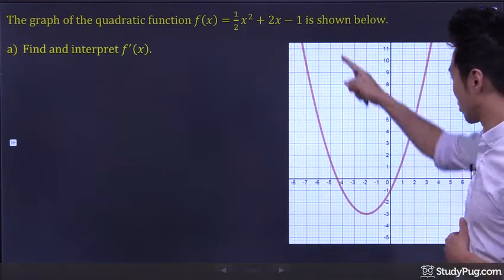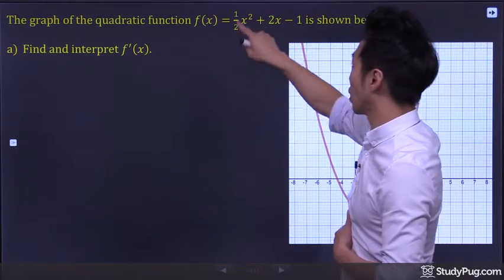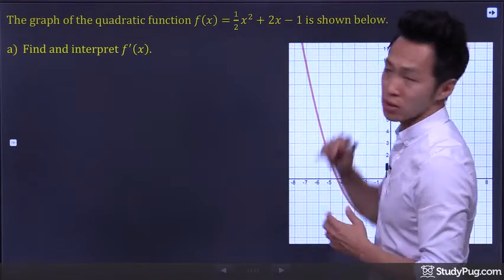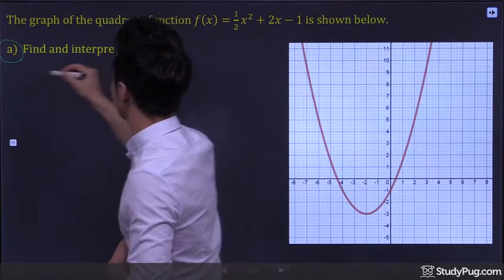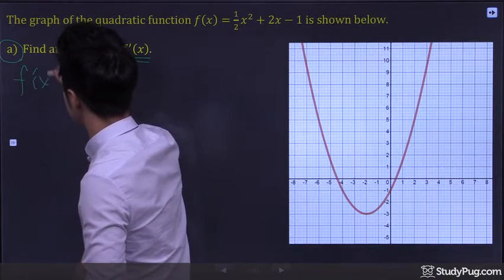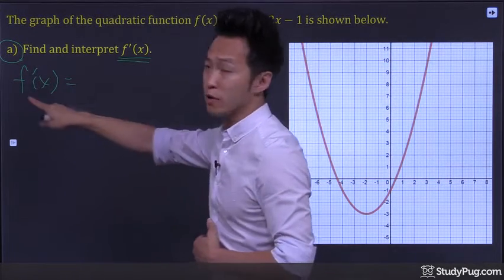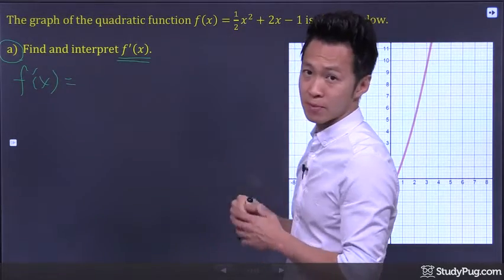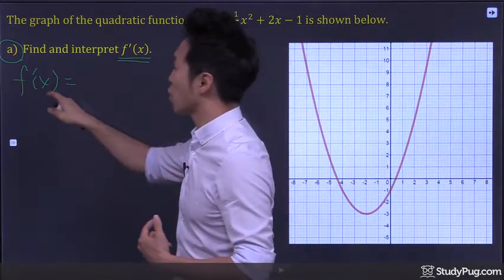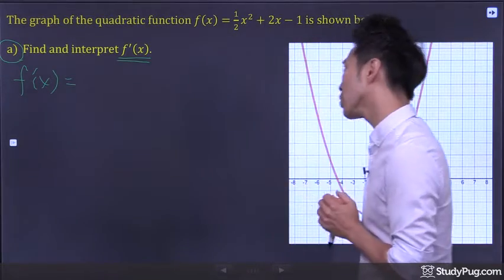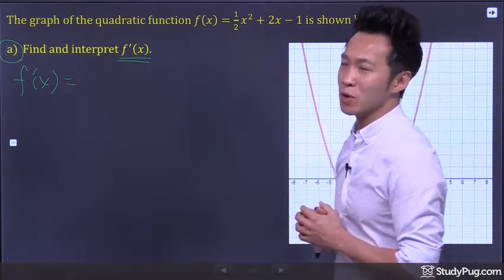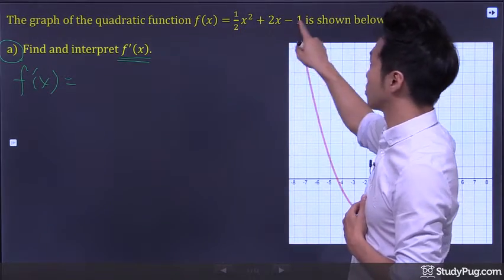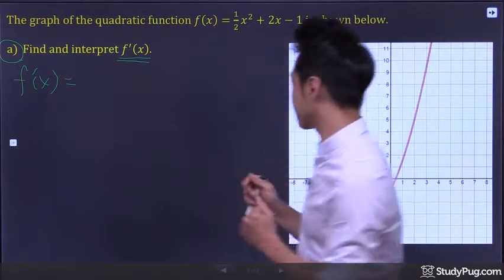In this question, we're given the graph of a quadratic function, f of x equals 1 over 2 x squared plus 2x minus 1. Question A: find f prime of x, which is the derivative of the function f of x, and we denote that as f prime of x. Since we're dealing with a polynomial here, let's use the power rule to help us find the derivative of each term in the polynomial.